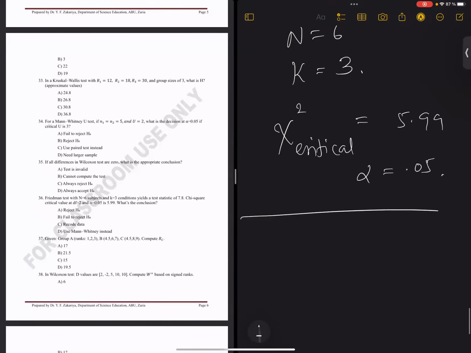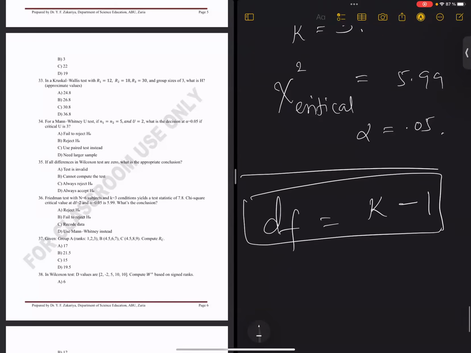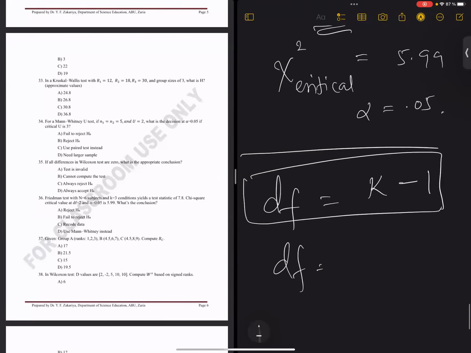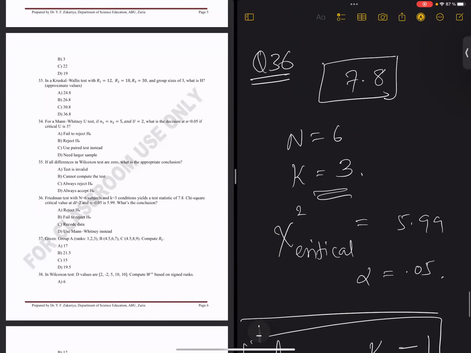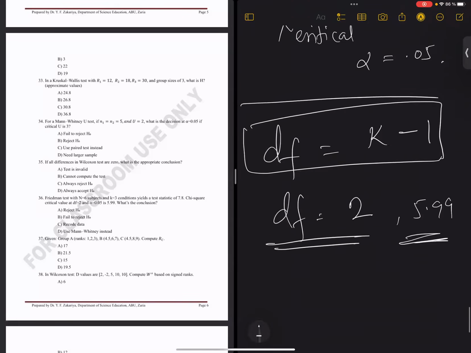And the degree of freedom for Friedman is the number of groups minus 1. How many groups do you have? Just subtract 1 from it. In this case, the number of groups is given to be 3. So the degree of freedom is going to be what? It is going to be 2. So in this question, you are given the chi-square critical value to be 5.99 when the degree of freedom is 2. So this is your critical value, for chi-square and at the same time for Friedman. So our statistic is 7.8 and the critical value is 5.99.